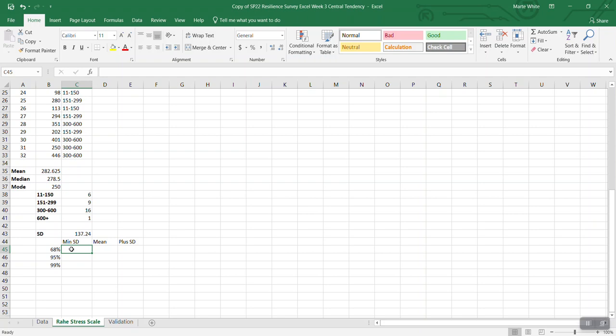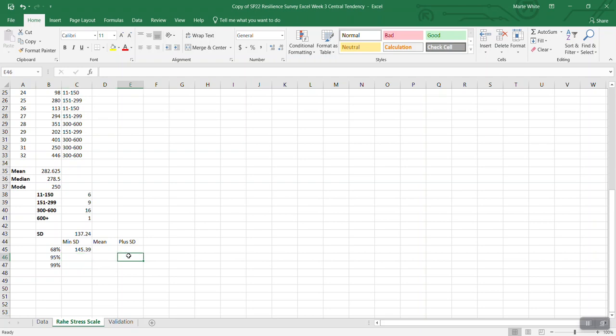The 1 standard deviation below the mean, type in equals the mean, this number, minus sign, the standard deviation. Enter. I'll do that again. Equals, click on the mean, minus the standard deviation. So the low end of 68% is 145.39 points.